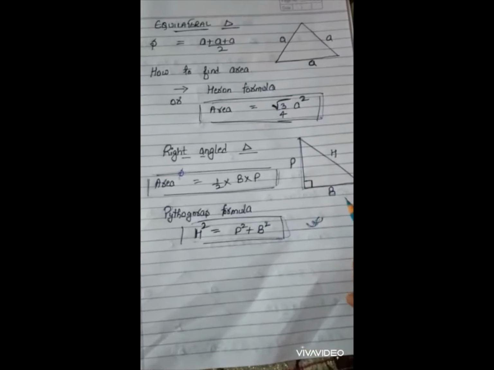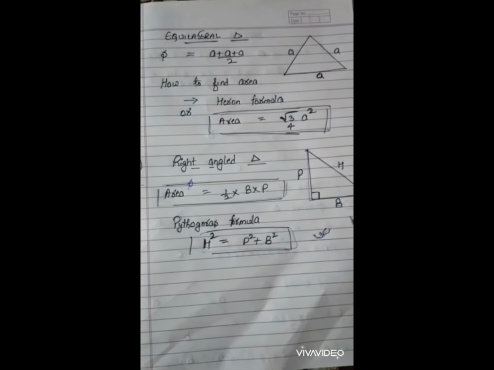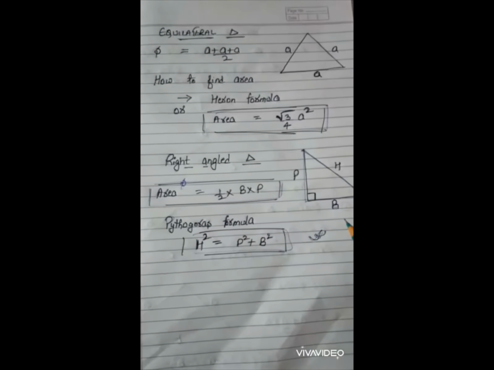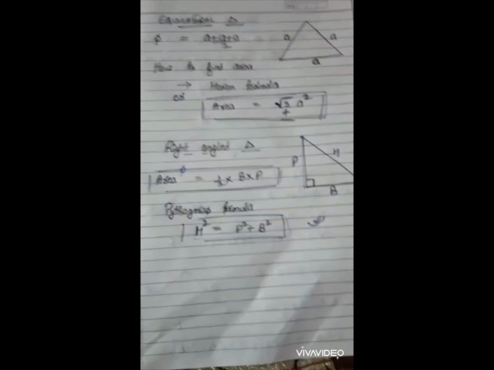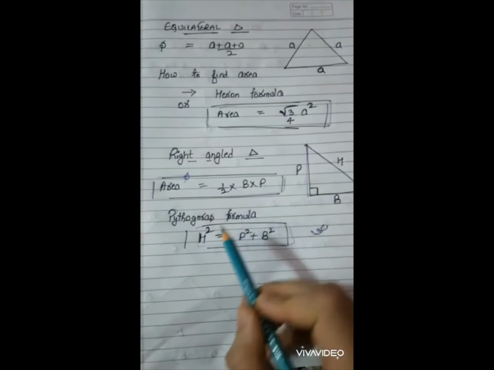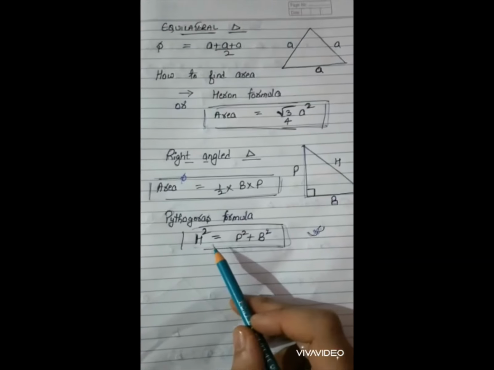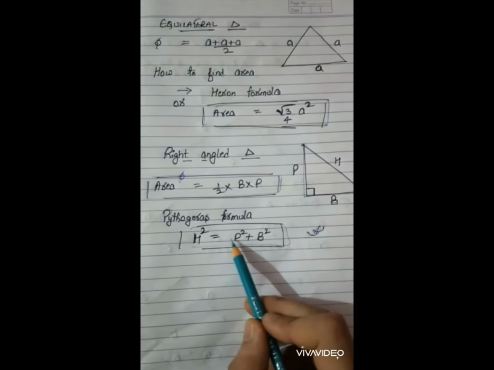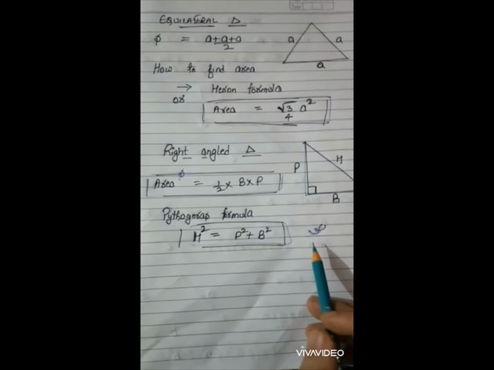Another formula that can be used in a right angle triangle, which is helpful for finding the sides of the triangle, is the Pythagoras formula, which states that hypotenuse square is equal to perpendicular square plus base square.